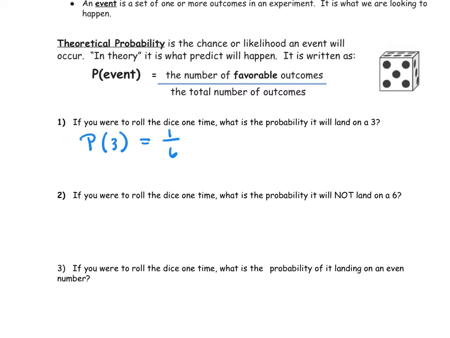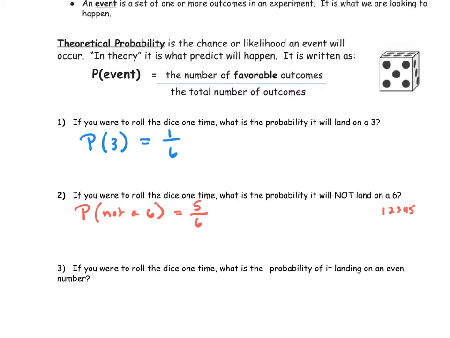So the next question says, if you were to roll the dice one time, what is the probability it would not land on 6? So once again, we want to write probability using this notation: P for probability and not a 6. So we don't want to land on 6. So now I have to think of how many favorable outcomes would not be 6. Well, there's just 1 six on the die, and so there are 5 other numbers that are not 6. So that would be 1, 2, 3, 4, and 5. Those are not 6. So there's 5 different numbers that are not 6. And out of all the total number of outcomes, that would be 6.